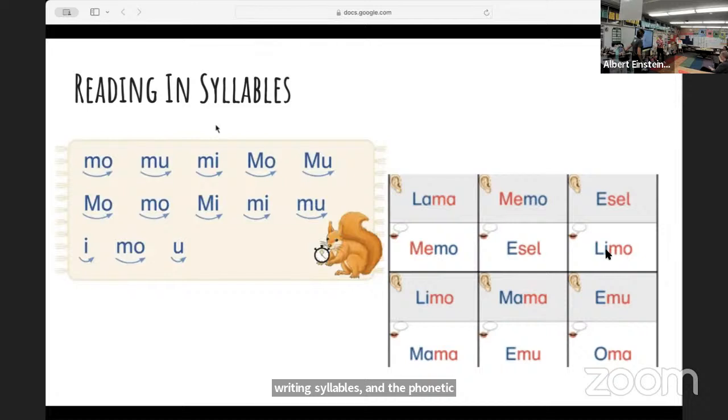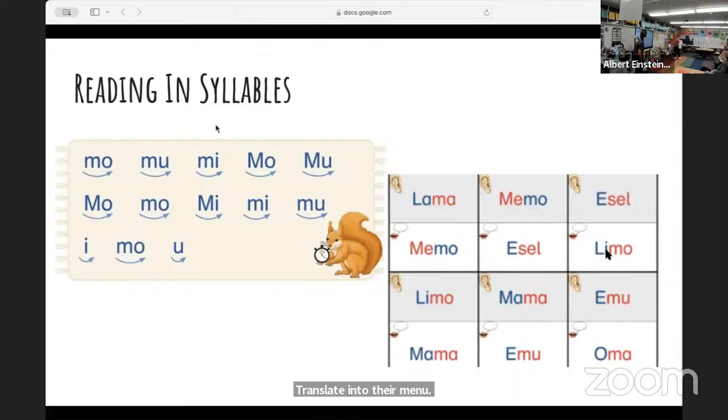If I then say, okay, let's write memo, what do you hear? E. Okay, first syllable. Let's do the next one. Mo, o. Okay, let's write it. So this is their foundation for reading, but then also for writing and spelling, because if they know how to use these syllables, they can actually translate the German that they know into their writing.